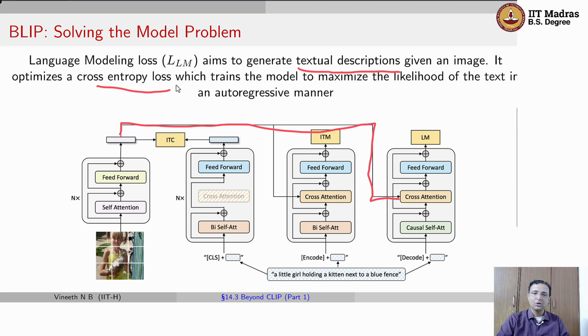which trains the model to maximize the likelihood of the text in a standard autoregressive manner, which means it predicts the first word given the first token. Then given the first word, it predicts the second word, and so on and so forth until the end of sentence token. So those are the different modules that BLIP puts together.